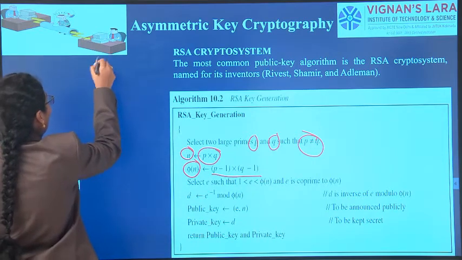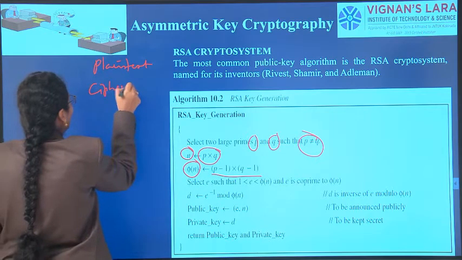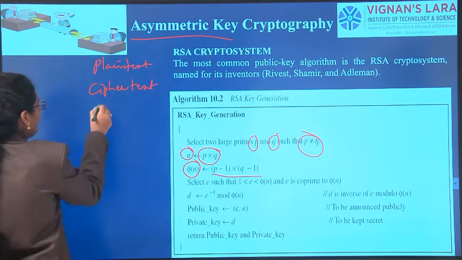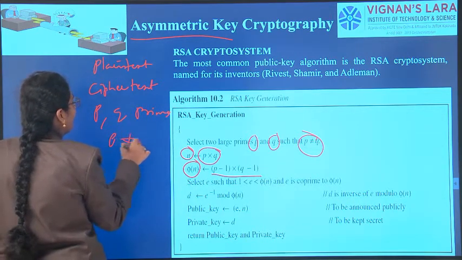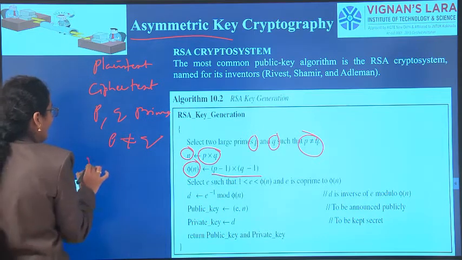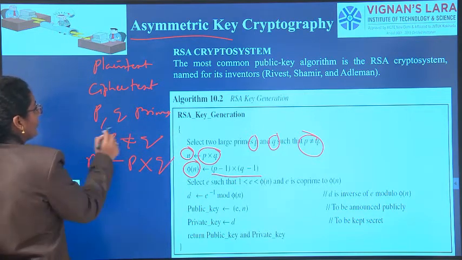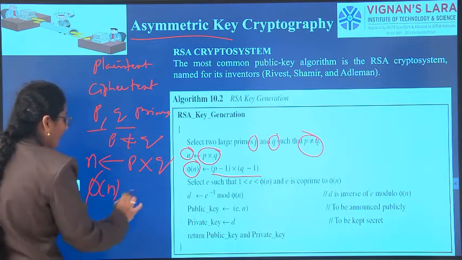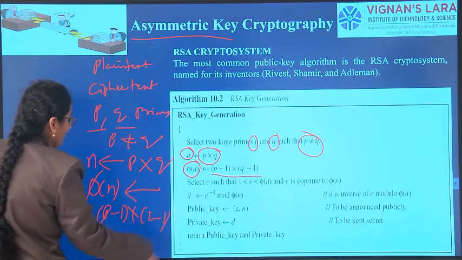Plain text is an integer, and ciphertext is also an integer in asymmetric encryption. First you are taking prime numbers P and Q. P should not be equal to Q. Then N is also an integer, which is the product of P into Q, the two prime numbers you have selected. Then phi of N is P minus 1 into Q minus 1.